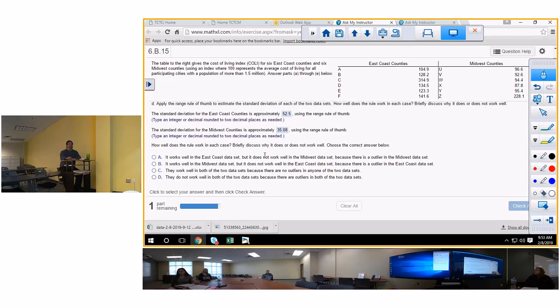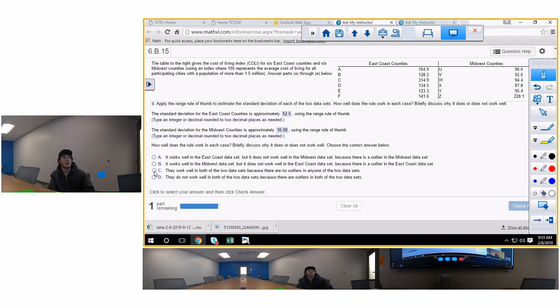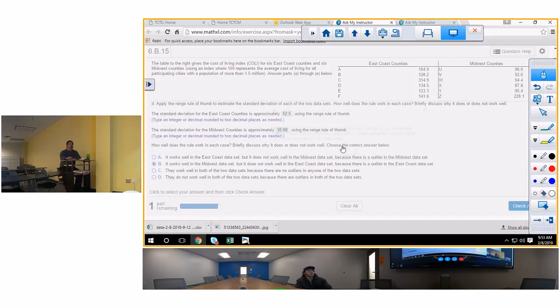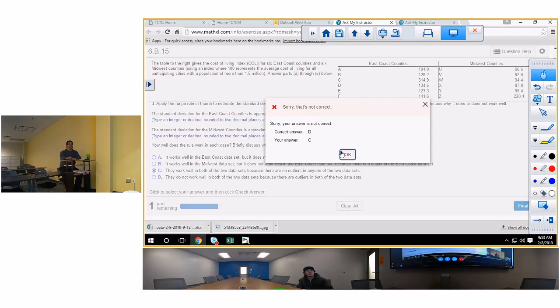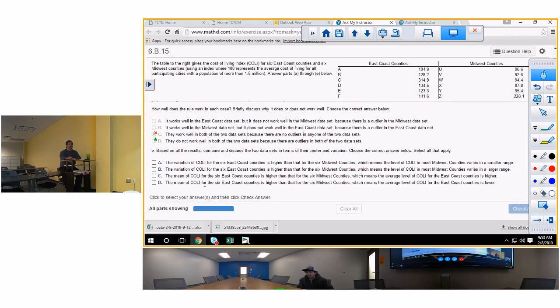I think it's B. Okay. Nope, C. They do not work well because they are outliers. Yeah, there are outliers, 314 and 228. But just put they do not work well. I'm not worried about that.